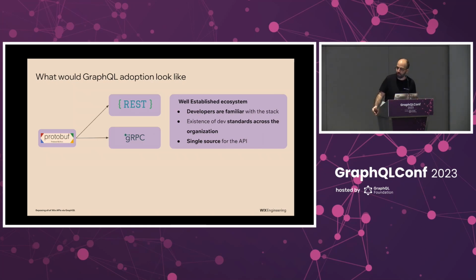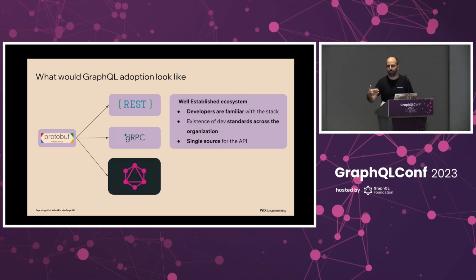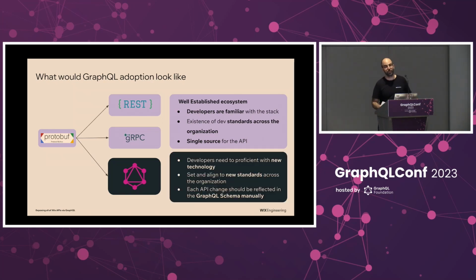And as we have a well-established ecosystem, developers are already familiar with the stack, they are experienced, we have standards, and you have a single source of the API, meaning that every time you have a new field, it's already reflected automatically to the REST and RPC. Now, if we suddenly decide to adopt GraphQL as a third technology, then developers will need to get to know a new technology. Okay, we need to set new standards, and setting standards across hundreds of developers is not necessarily that easy. And the first thing is that each API change should be reflected manually into the GraphQL schema.